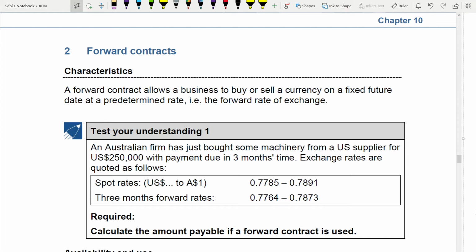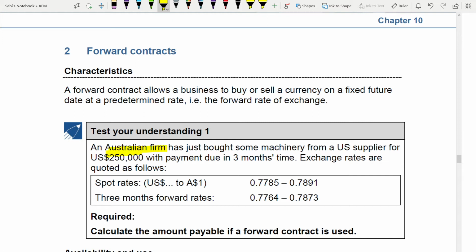An Australian firm has just bought some machinery from a US supplier for US dollar 250,000, with payment due in 3 months' time. You need to understand who you are. You are an Australian firm. That means your currency will be Australian dollar. US dollar is the foreign currency for you.